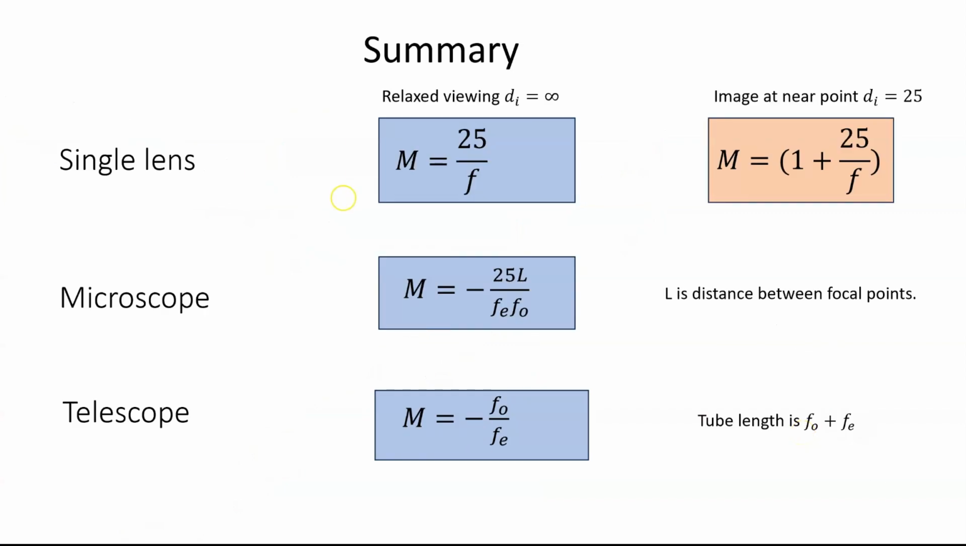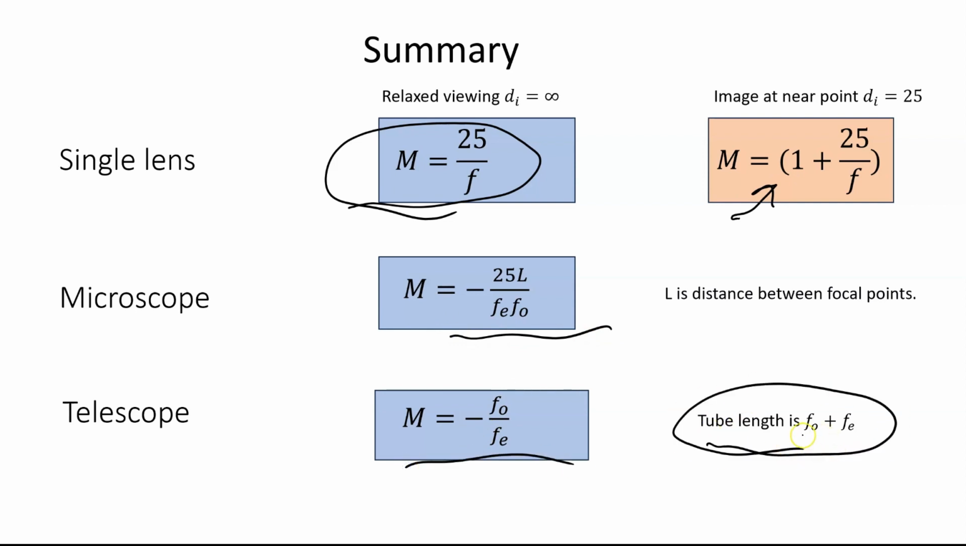You have the magnification for relaxed viewing, and the magnification at the near point, which I don't recommend doing for a long time. And then you've got your microscope and your telescope. Typically, you talk about tube length in the telescope, which literally is the distance between the lenses, and that's the sum of the focal lengths. And then L, the parameter in a microscope, is the distance between the focal points, not the distance between the lenses. Okay, hopefully this was more helpful than confusing.